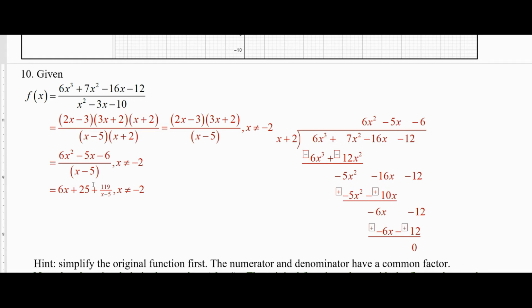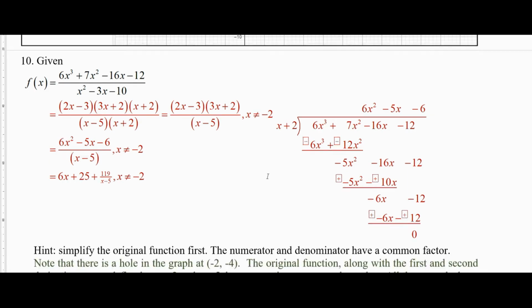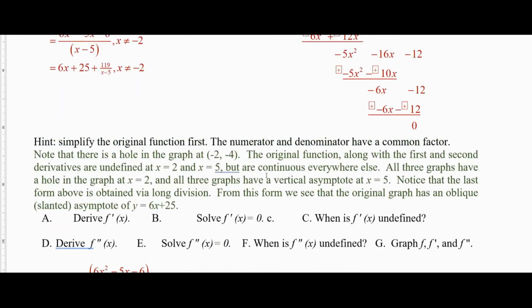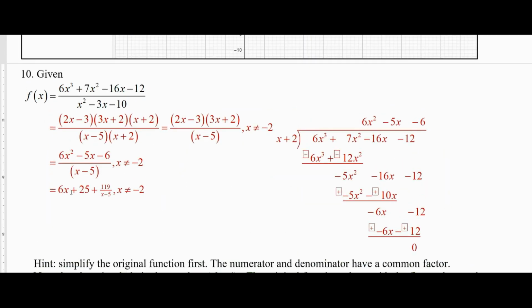Another way we could do it is actually divide the bottom into the top, long division, something similar to what I did here. I don't think I have the details written out on that, but if you do that, you get 6x plus 25 plus a remainder of 119 over x minus 5. I actually did this version, divided out. So very similar to what I did here.